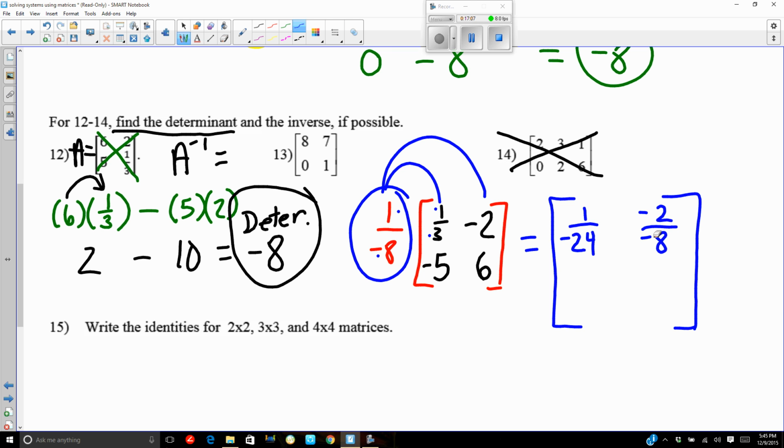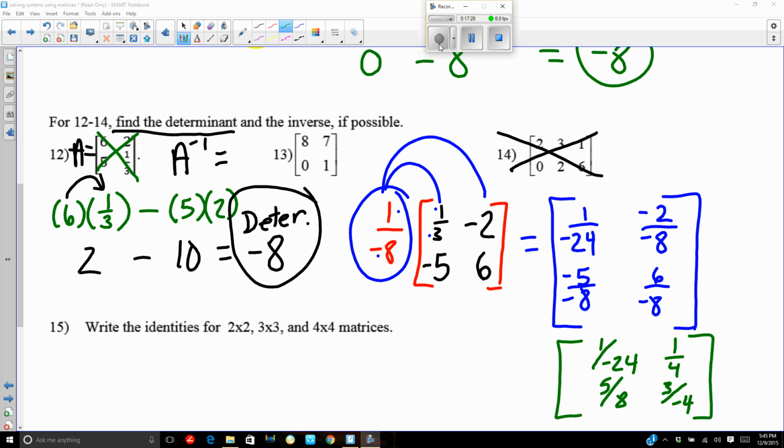1 over -8 times -5 is -5 over -8, which can be simplified a little bit. And then finally, 1 over -8 times 6 is 6 over -8. That would give you most credit, but we want to go ahead and reduce this.